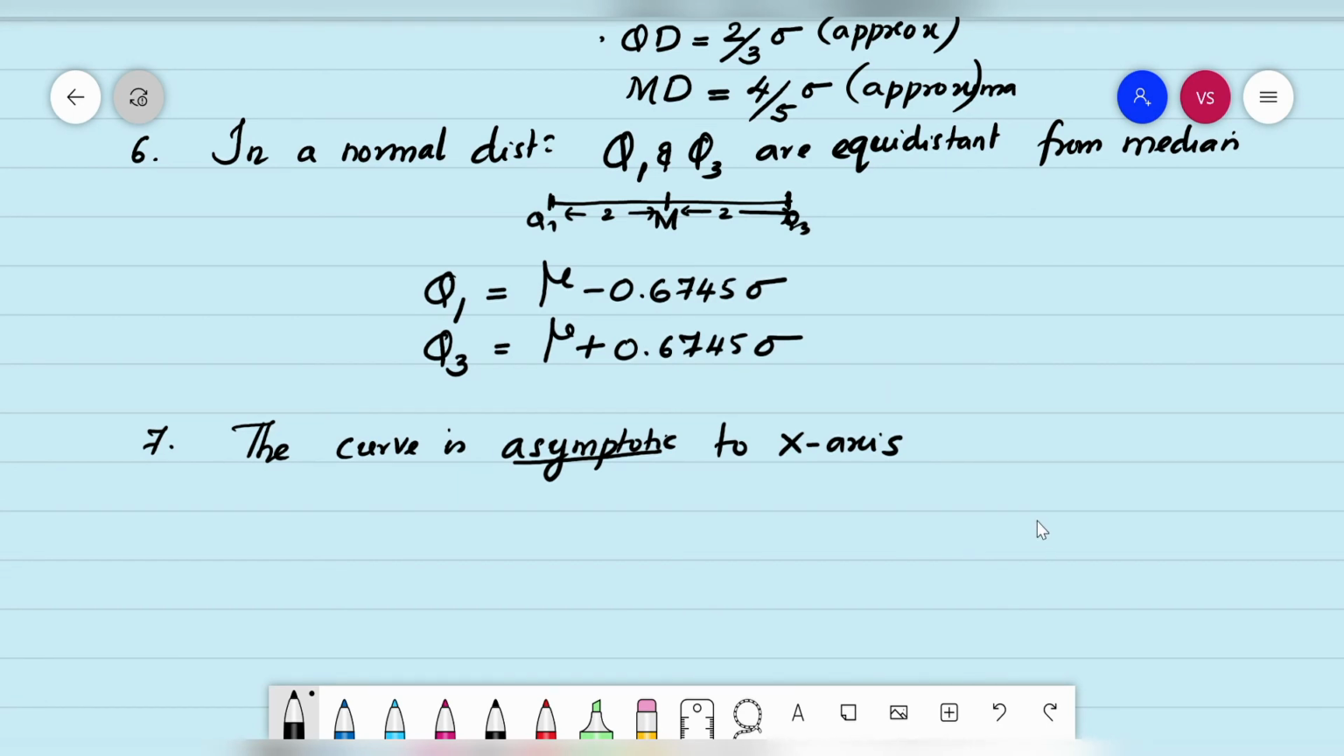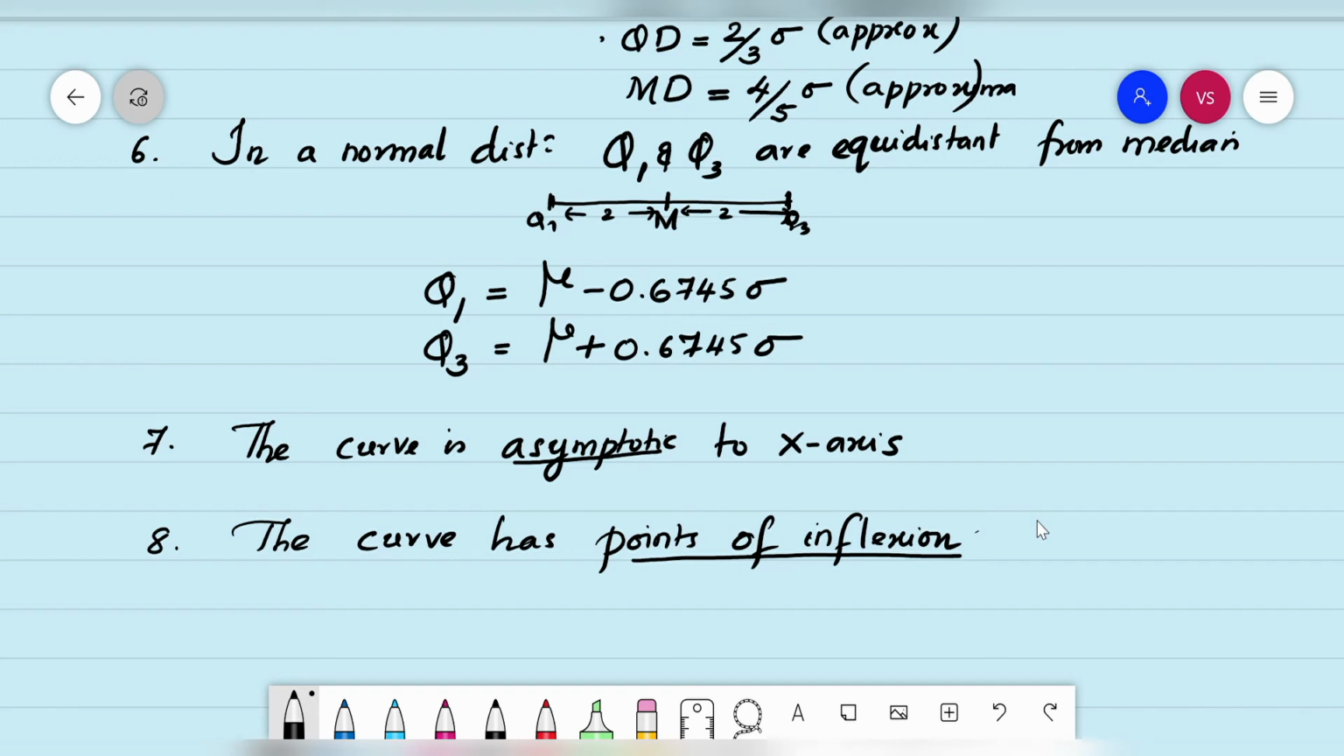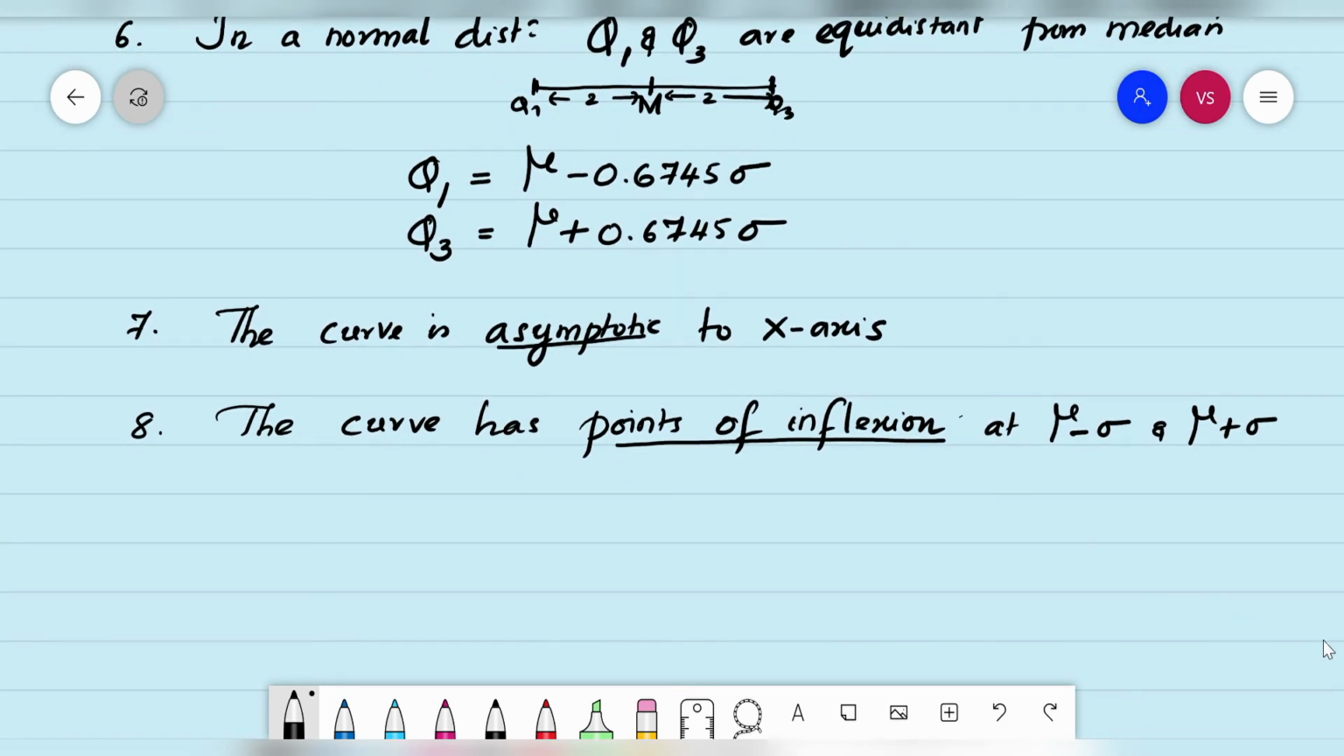Then we have the eighth point. Here we can say that the curve has points of inflection. These are some of the mathematical words, points of inflection. The curve has points of inflection at mu minus sigma and mu plus sigma, students. What does it mean, points of inflection? I'll explain a bit here. Imagine I start drawing a curve like this. Suddenly, when I start drawing the curve, I change the direction of the curve. See here, I have changed the direction, and I'm going on like this. Suddenly, again, I bent, right? So these are the points where the curve is changing direction. We call them curvature points.